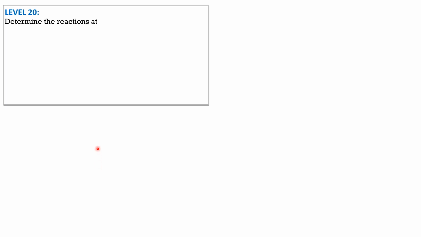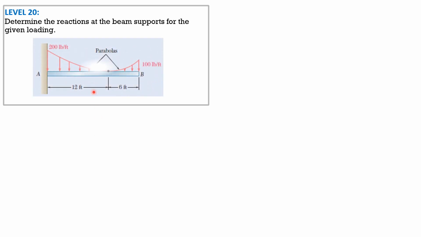Level 20, determine the reactions at the beam supports for the given loading. So we have two parabolic loadings. We will call the equivalent loading for this big high intensity parabolic loading as F1. Since this is a spandrel of parabola, the distance of the line of action of F1 from left is 1/4 of 12. 1/4 of 12 is 4 feet, sorry, 3 feet as shown.